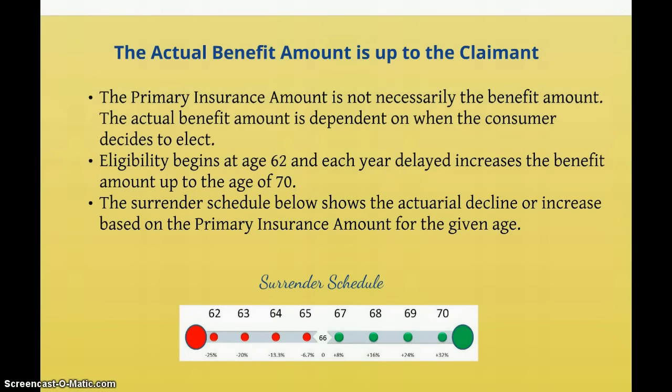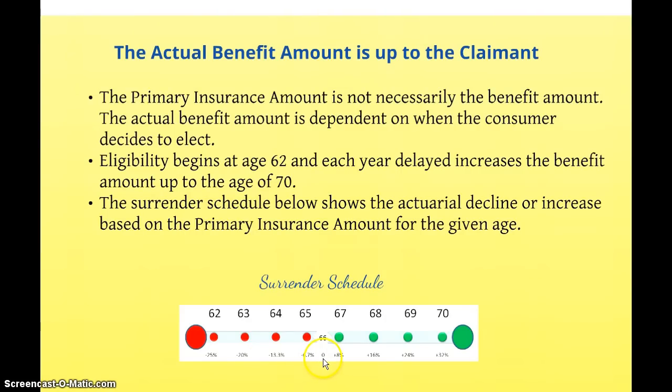And finally, the actual benefit amount is up to the claimant, within reason. The primary insurance amount, again, is the full retirement age benefit. If you decide to elect early, you would take what's called an actuarial reduction, and that is illustrated here in the red. Somebody that decided to elect early at age 62 would be taking a 25% reduction on their primary insurance amount. Again, if they decided to elect at 63, they'd be taking a 20% reduction from the primary insurance amount benefit.